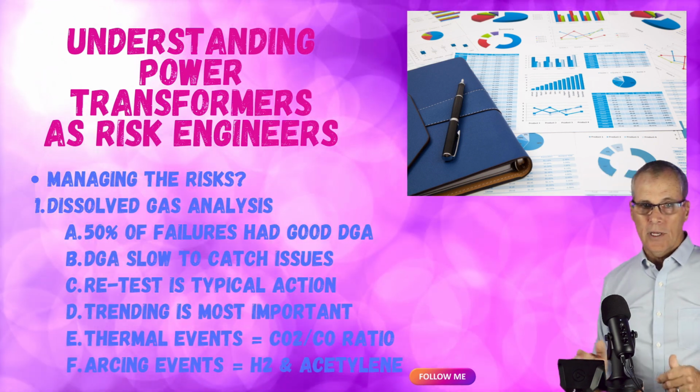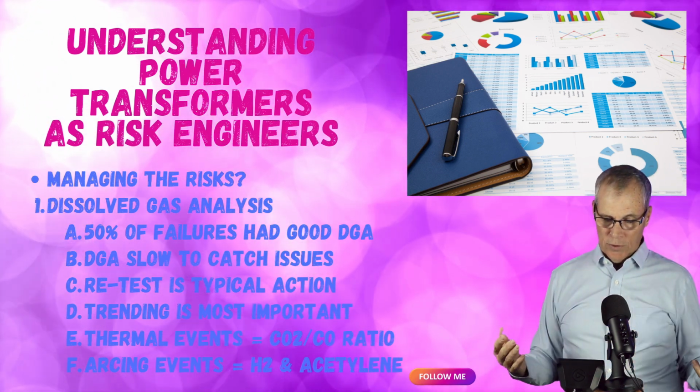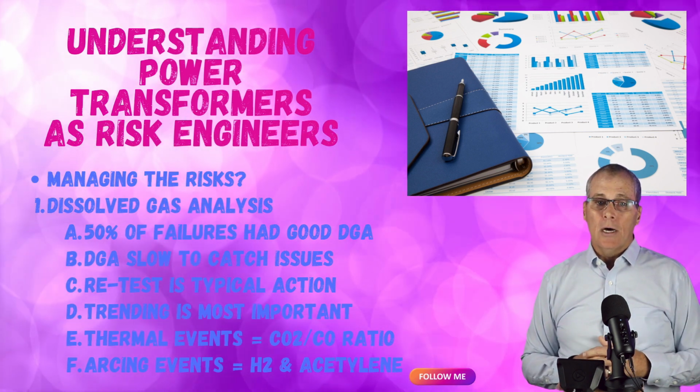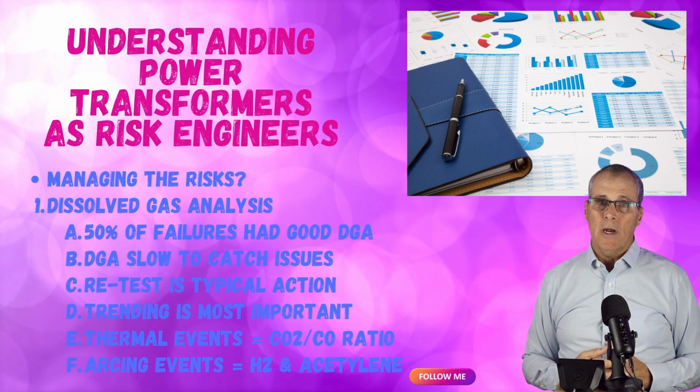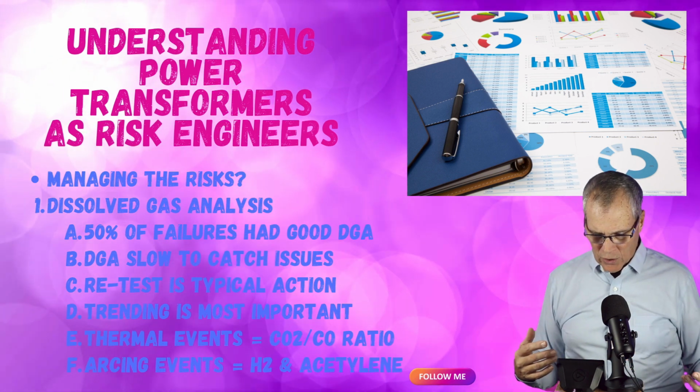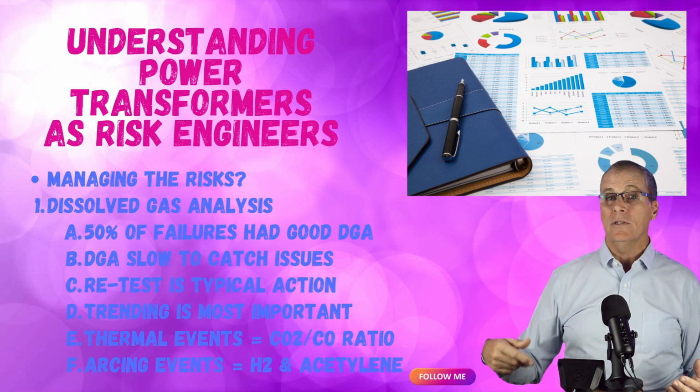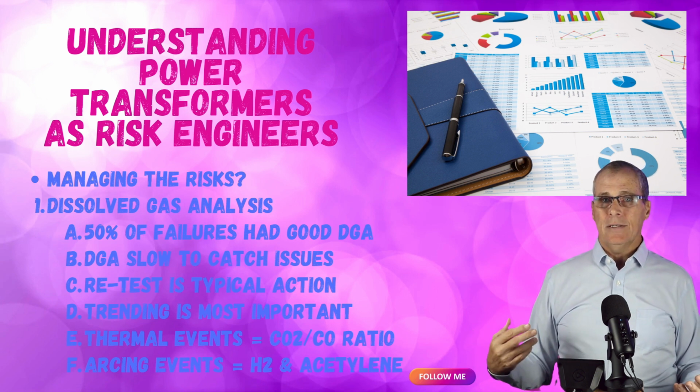Like I said, 50% of the DGA of the transformers that fail had good DGAs. I said that before. It's slow to catch issues, right? It's slow because the frequency that we're looking at the test results is once a year, once every 6 months, once a quarter. It's a long time.